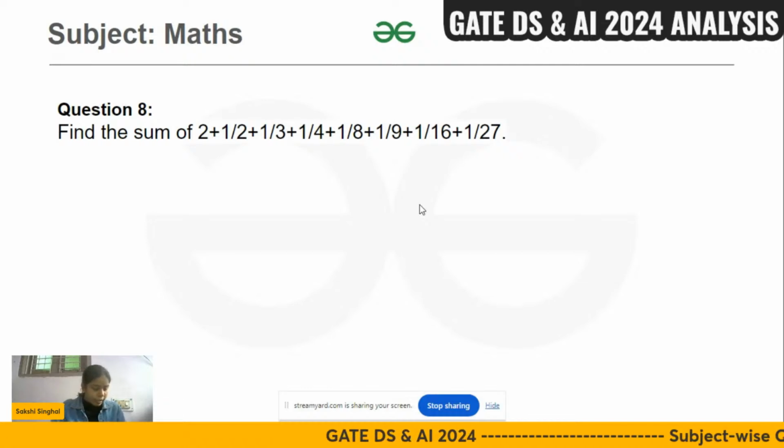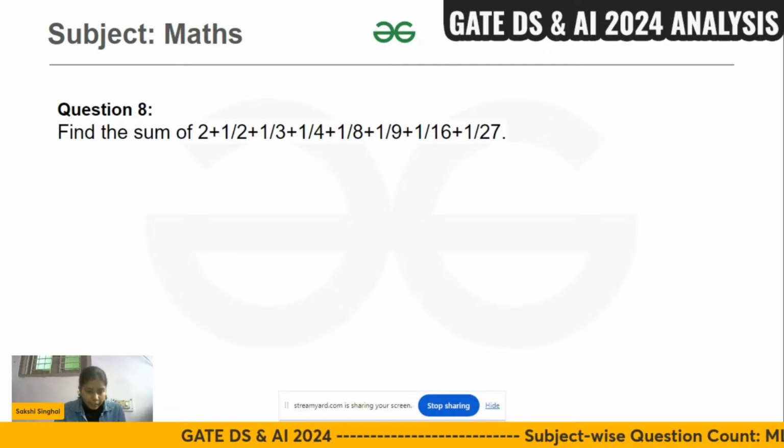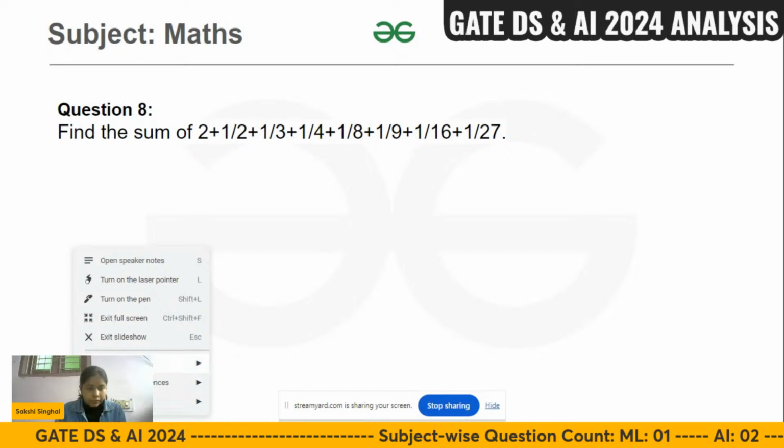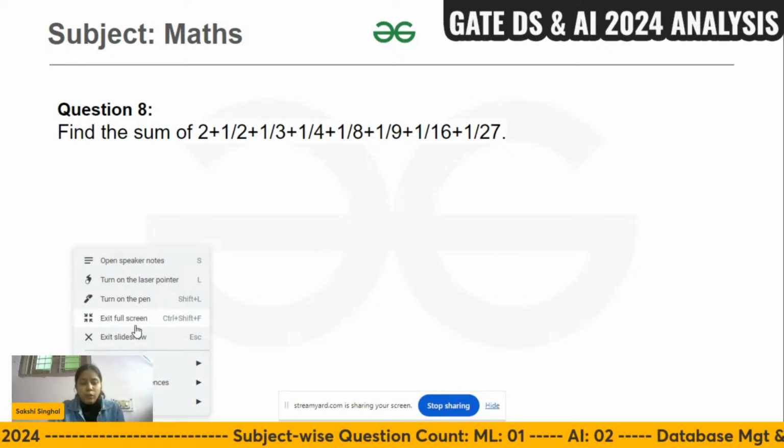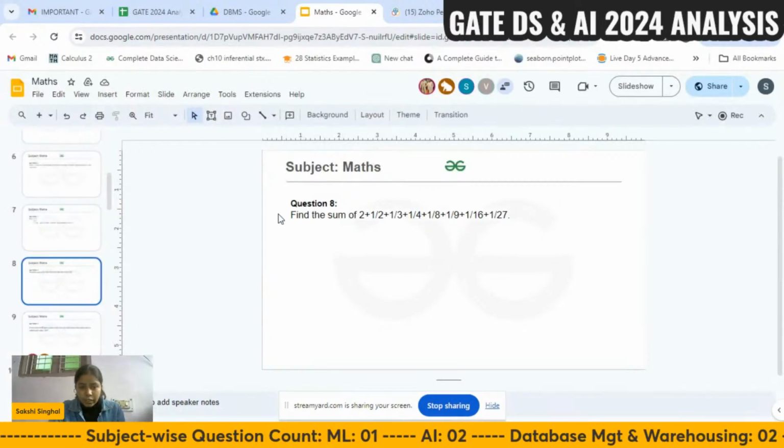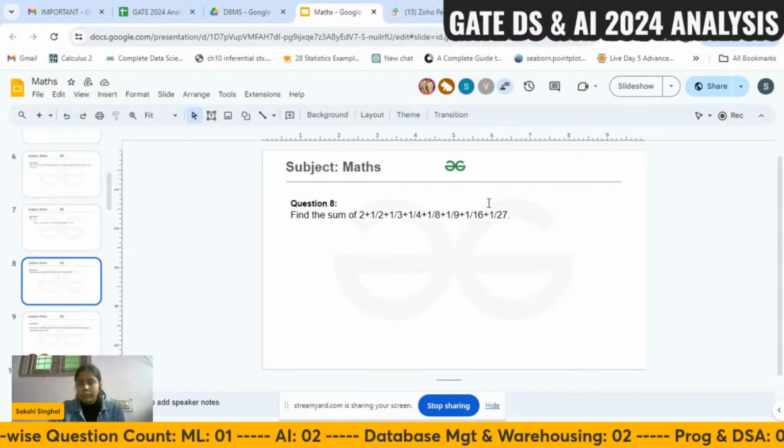Okay, so this was one of the aptitude questions in the exam, and just let me know what would be the answer for this question for every student.